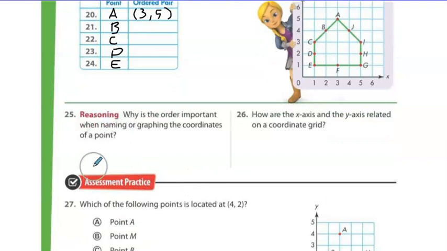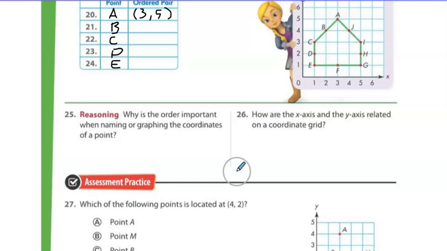Number 25, why is the order important when naming graphs on a coordinate point or the coordinates on a point? So basically, if I was looking at F and I said, oh, F's coordinates are 1, 3. Well, that means that it's hovering over 1 on the x-axis and up 3, and we know that's not true. So think about why it's important that we make sure that we're naming them correctly.